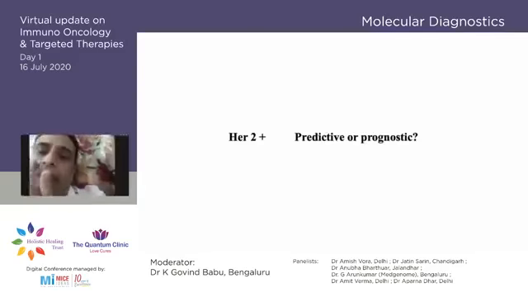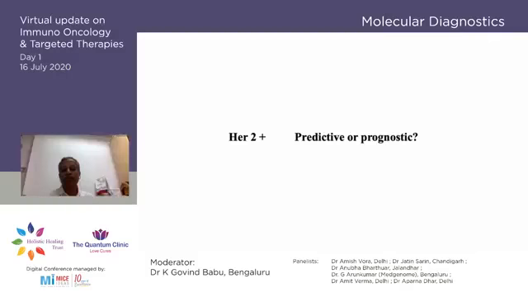Yeah, so she requires chemotherapy along with the anti-HER2 antibody. Even though she is node negative, she is grade 3, so T2. So I would give the full treatment. Okay. So this question is, do you consider HER2 as predictive or prognostic?